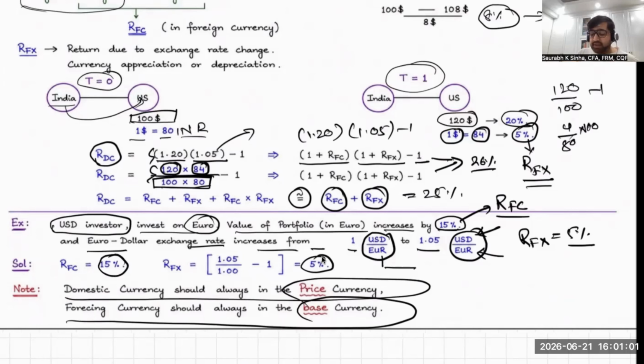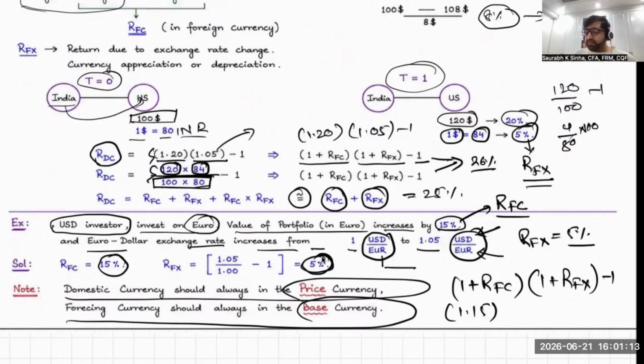So RFC given was 15%, RFX was 5%. You can directly use the formula 1 plus RFC into 1 plus RFX minus 1, which is 1.15 into 1.05 minus 1, and you will get the final RDC, the return in the domestic currency. Let's do the calculation. But what I'm trying to highlight with this calculation is that you can only do this if the foreign currency is in the base currency. If the foreign currency is not in the base currency, then this calculation would be completely wrong.